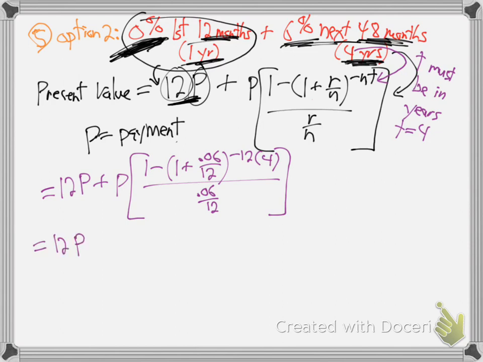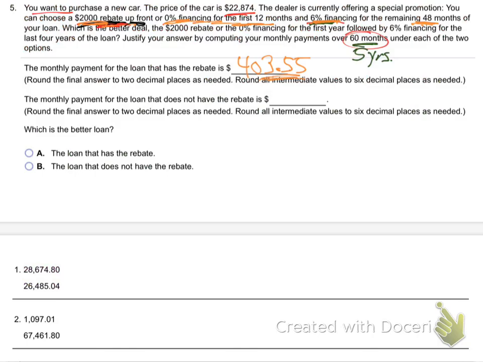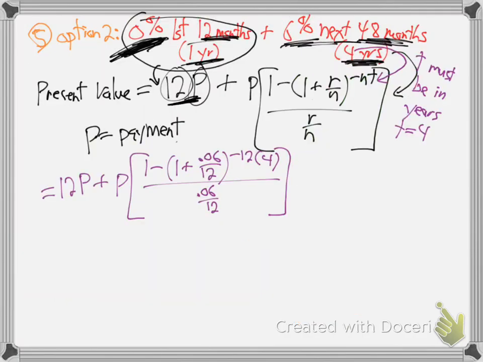Oh, and we know the other side. The other side is the price of the car. What was the price of the car? It was $22,874. So 22,000, we squeeze that in over here. 22,874 equals 12P plus P times that formula, right?